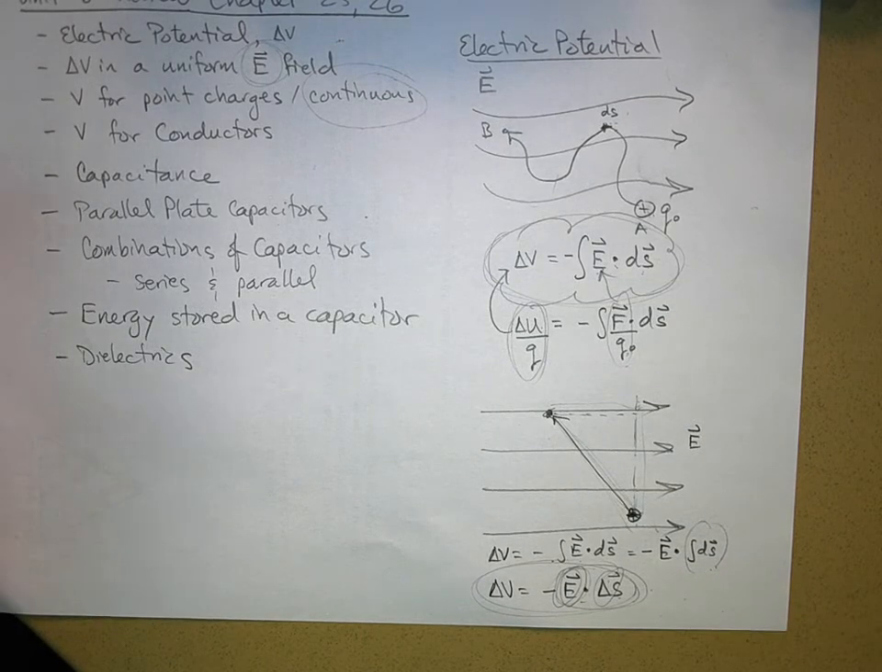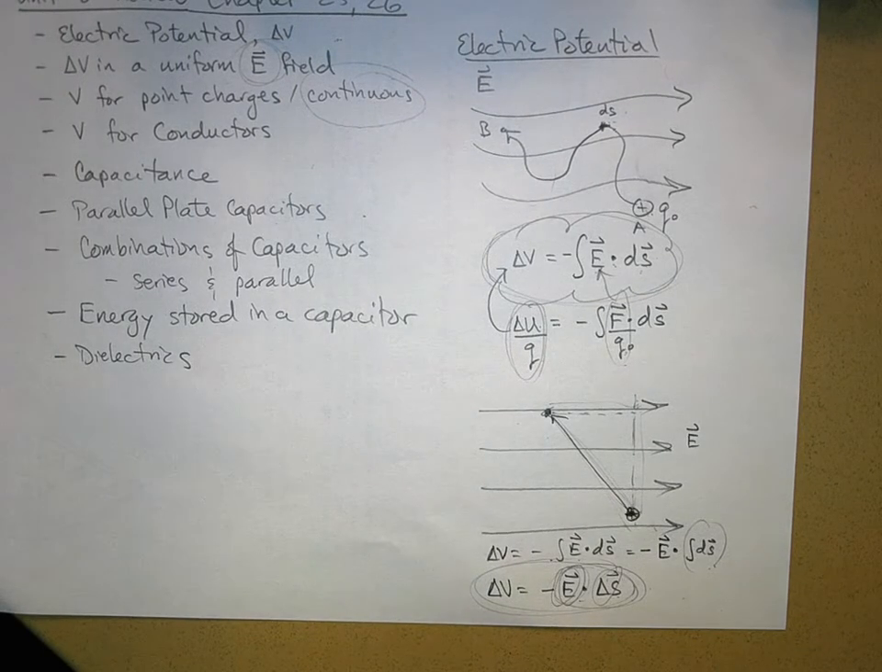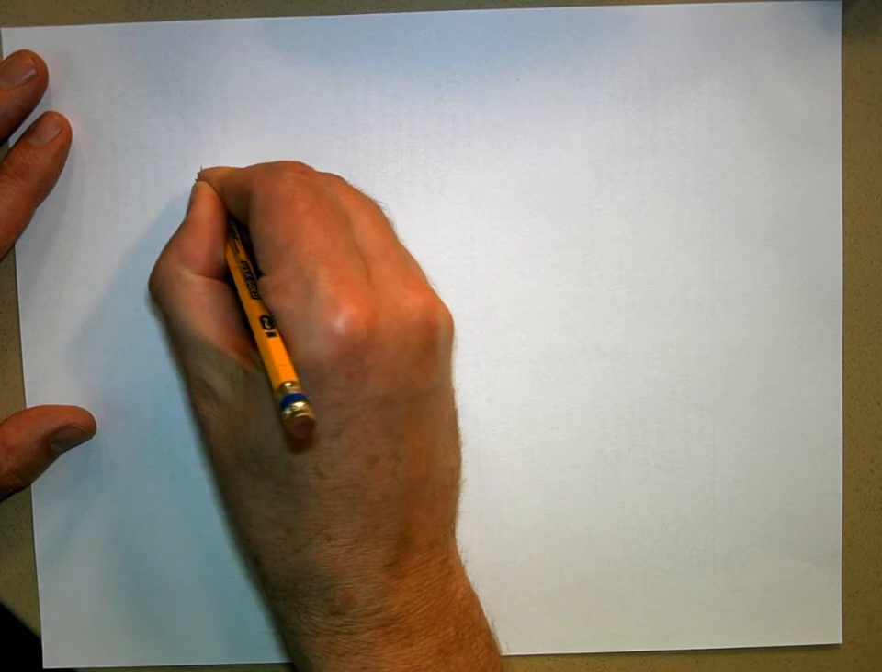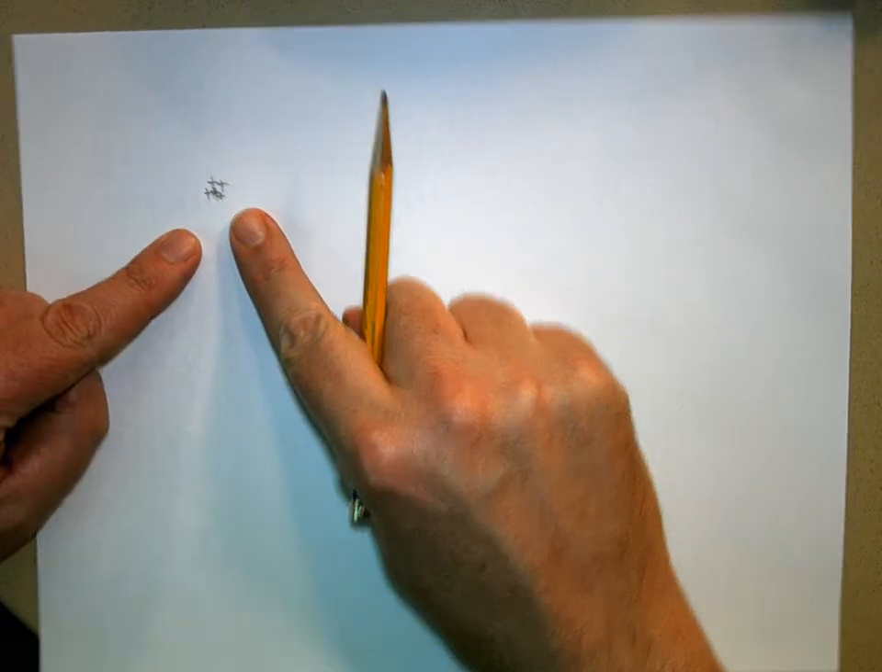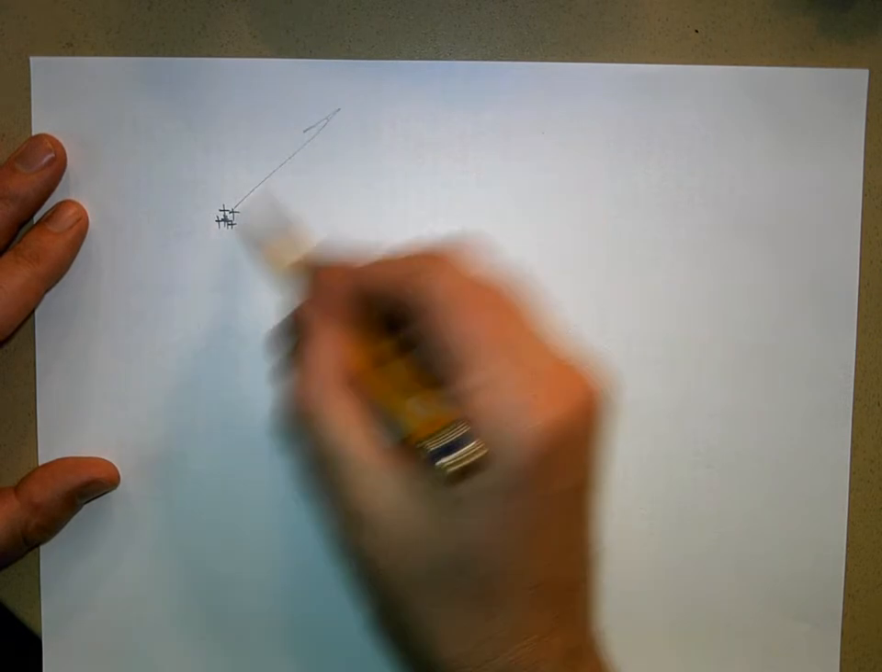Okay, so we've defined electric potential. We've talked about it in a uniform field. Let's talk about point charges. And here's basically what we did. If we have a point charge or a collection of charges that has spherical symmetry, right? It acts like it's a point charge if you're outside of it. Okay, and here's this electric field.